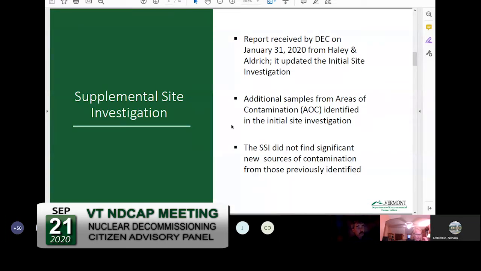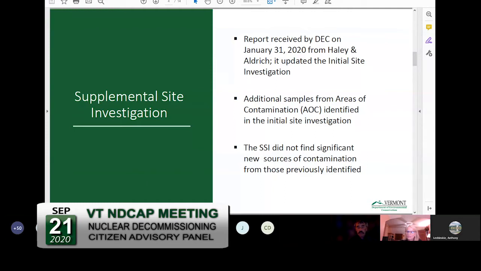A lot of soil sampling, groundwater sampling for fuel oil contaminants, solvents, total petroleum hydrocarbons. These are all things that can often be found at large industrial facilities. You have vehicles on site that get maintained. You have backup heating systems using oil. You have solvents that are used to clean parts in machine shops. All of this is generally typical for a large industrial site like Vermont Yankee, and that's why these things were being investigated.